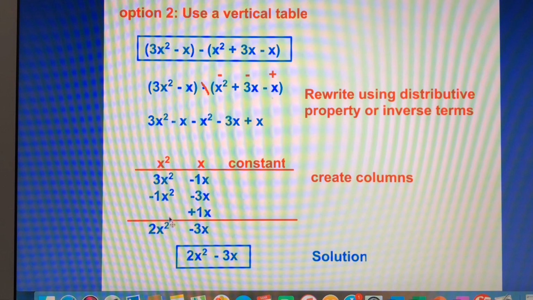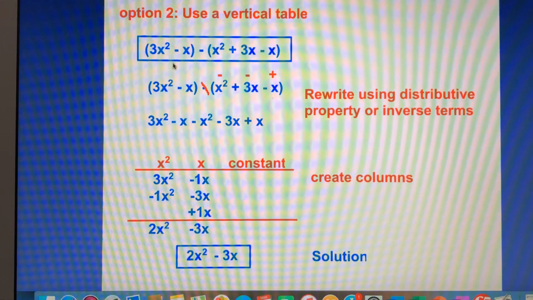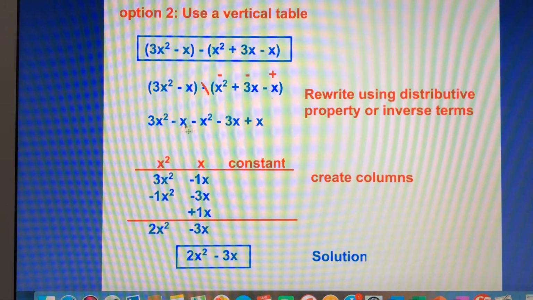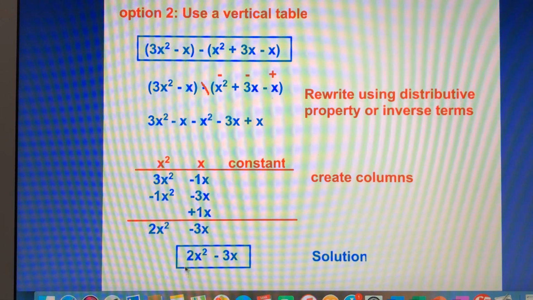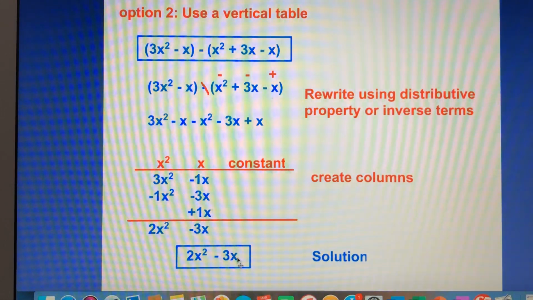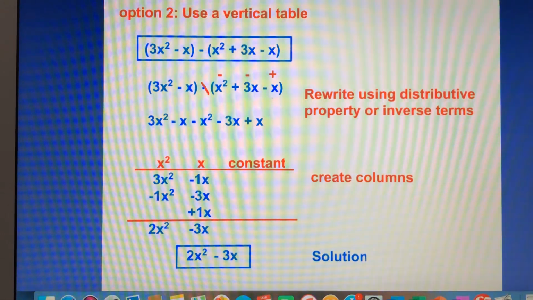So whether I use the vertical or I use horizontal, combining like terms with option 2, either way, I still had to do all of this, but now I put it into vertical form and I went straight to 2x squared minus 3x and I have my solution.